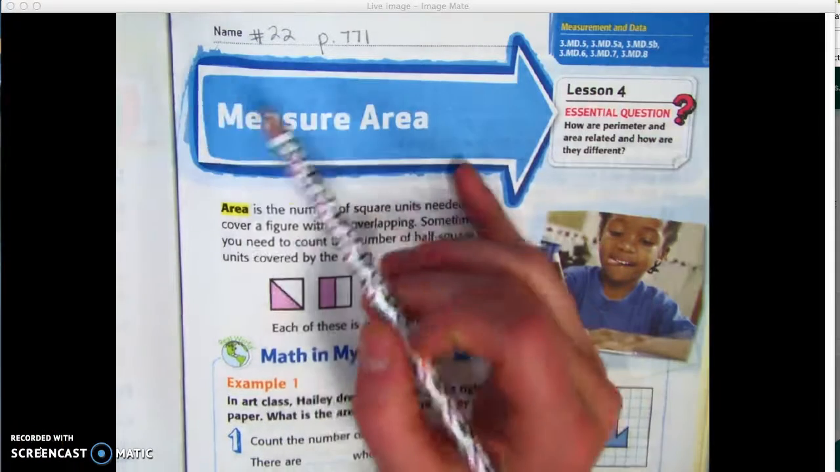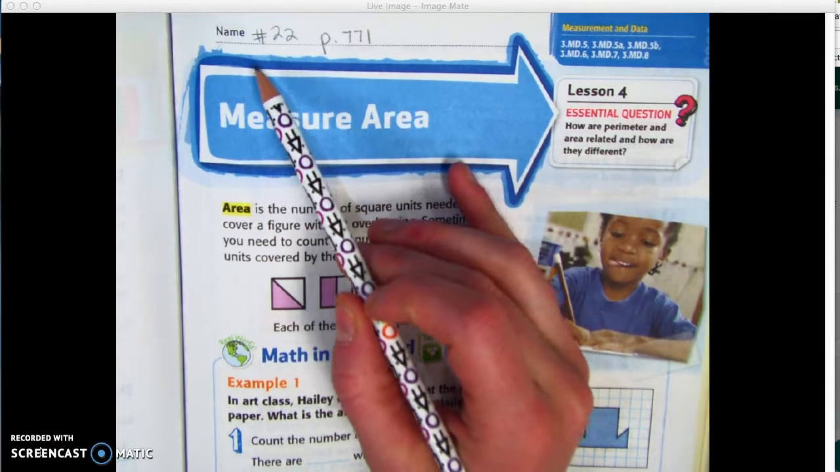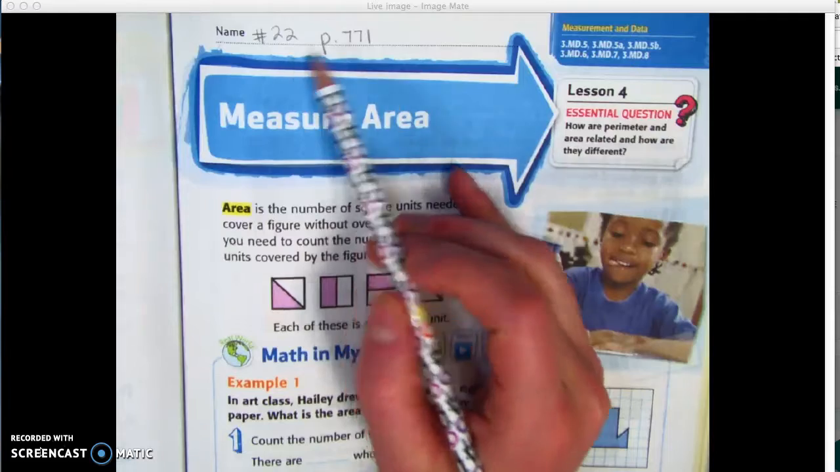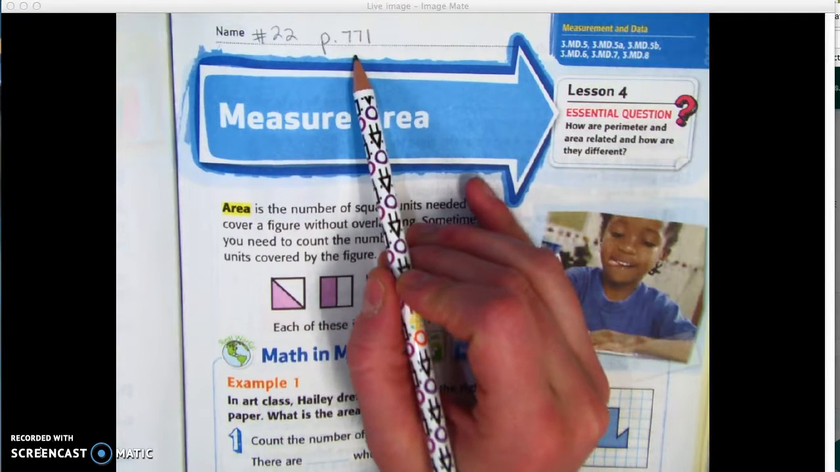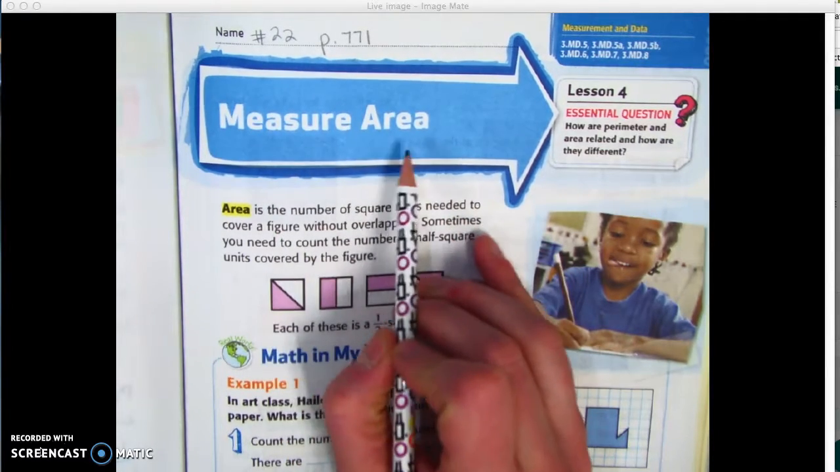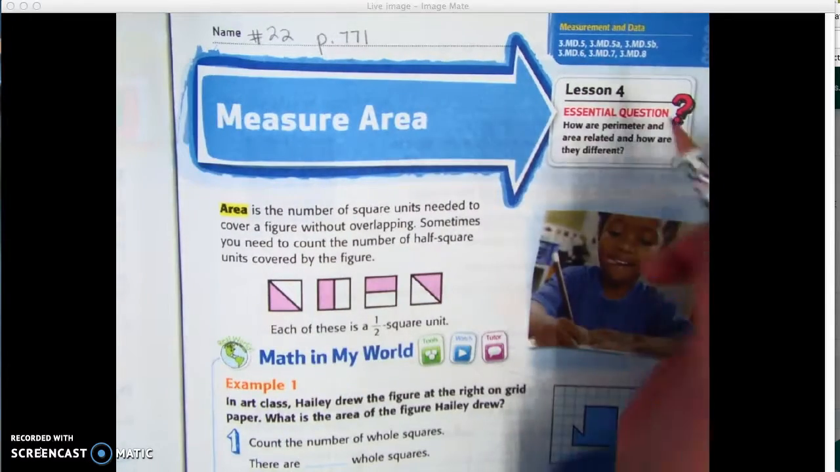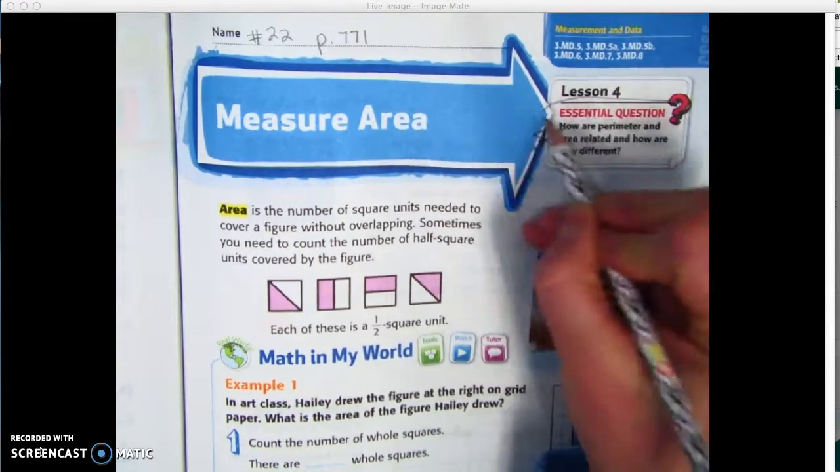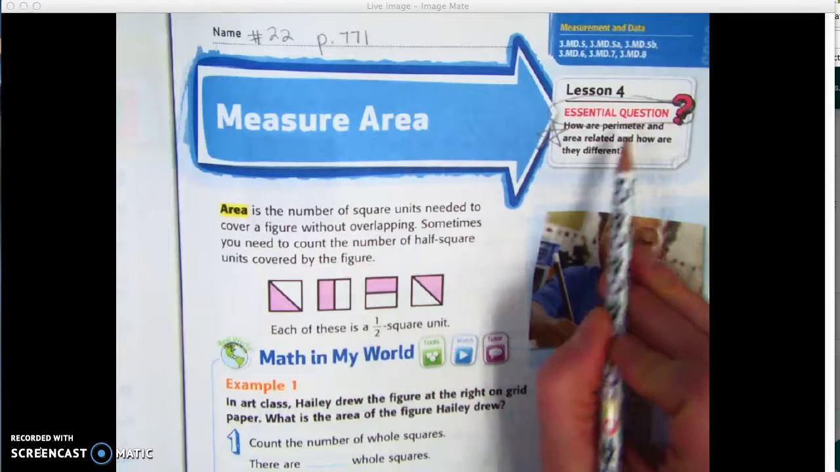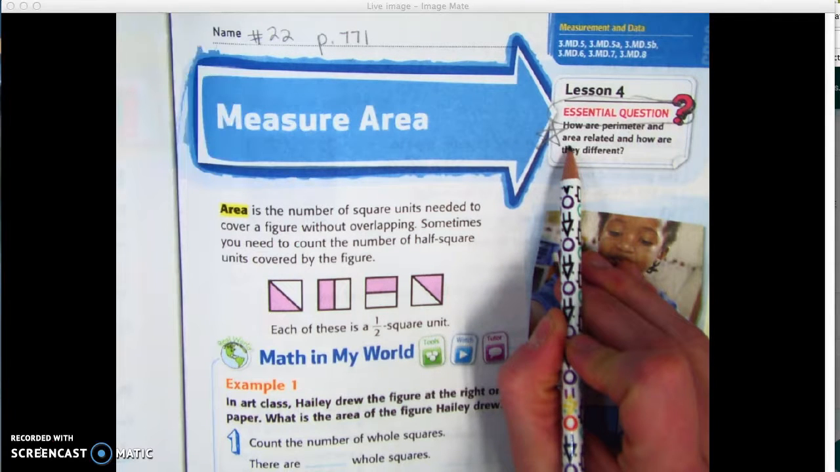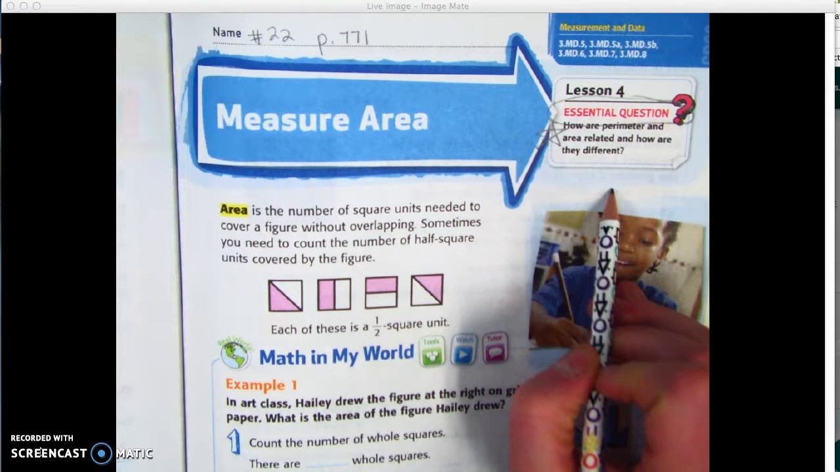All right, so we're working on assignment number 22 from our Google Classroom. We're on page 771. Today's focus is measuring area, and we're continuing with our essential question of how perimeter and area are related to each other. How are they the same and how are they different?